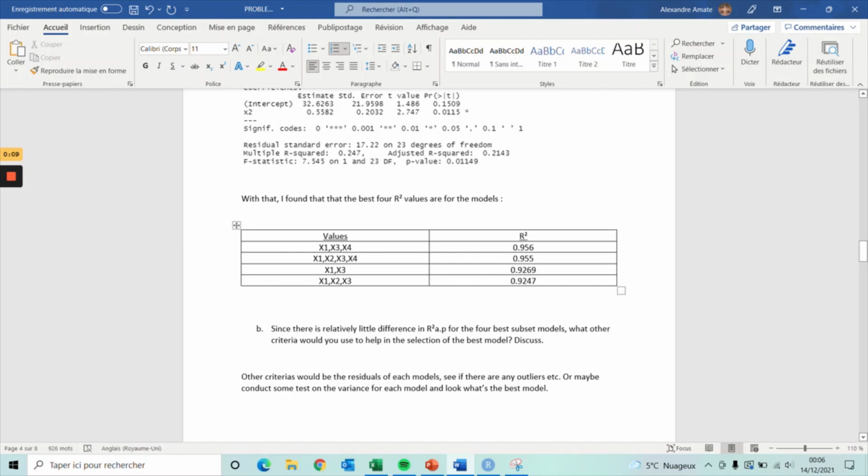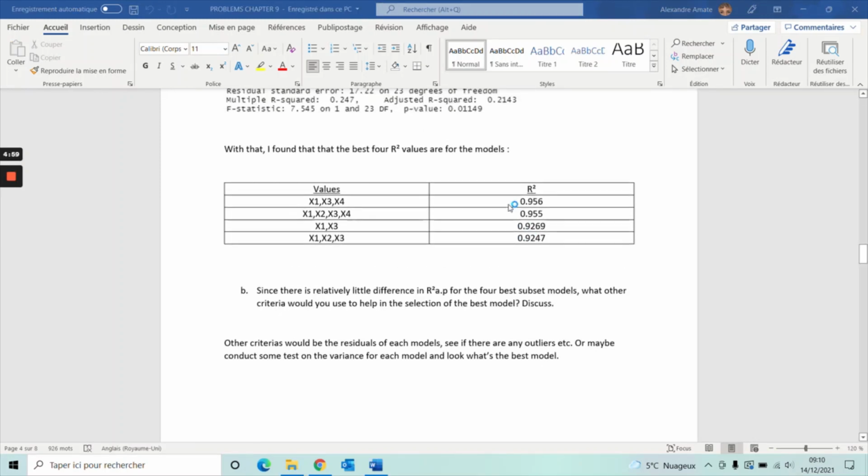0.956; x1, x2, x3, x4, 0.955; x1, x3, 0.9269; and x1, x2, x3, 0.9247. So for these models, the R squared values are almost equal. There's really little difference between them.